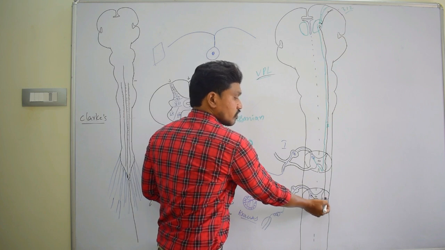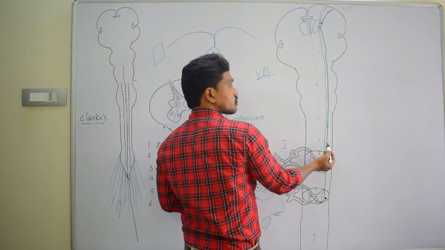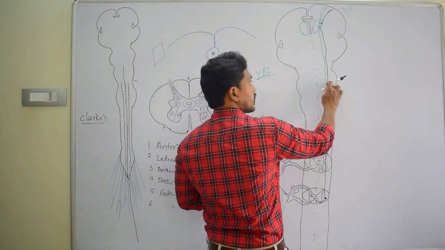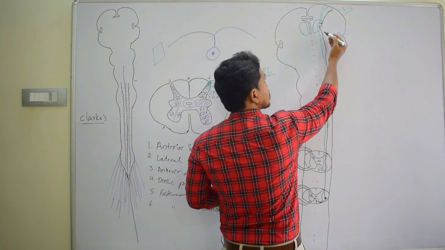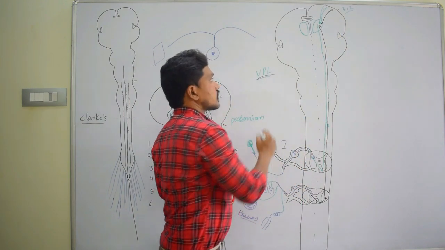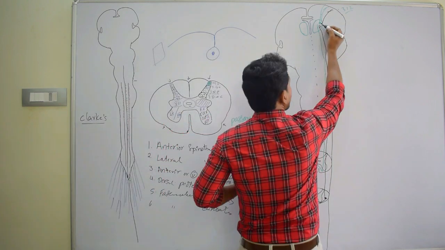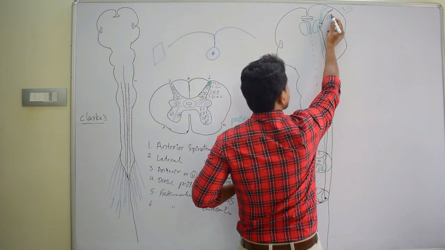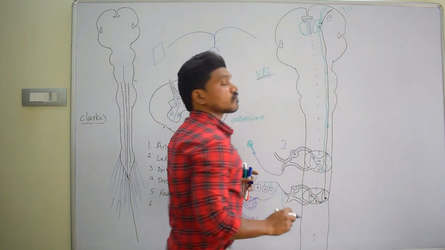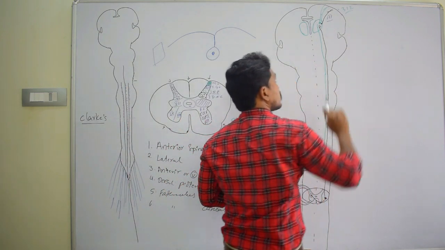Then within the lateral white funiculus of the opposite side, fibers will ascend. That means second order neurons will ascend, pass through the brainstem and internal capsule, and reach the thalamus. In the thalamus, they relay in the ventral posterior lateral nucleus. Then from the thalamus, third order neurons will start. Those third order neurons will reach area 3, 1, 2.